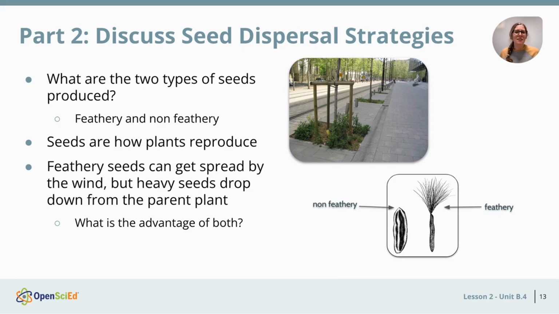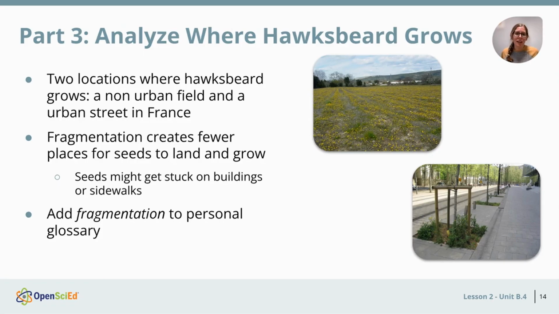We talk about how seeds are how plants reproduce and how those feathery seeds can get spread by the wind, how that might be an advantage in some environments and a disadvantage in urban environments. And we talk about the advantage of both seed types. In part 3, we're going to look at and analyze where hawksbeard grows. We're going to see 2 locations where the hawksbeard grows, a non-urban field and an urban street in France, really seeing that fragmentation and what does fragmentation mean.